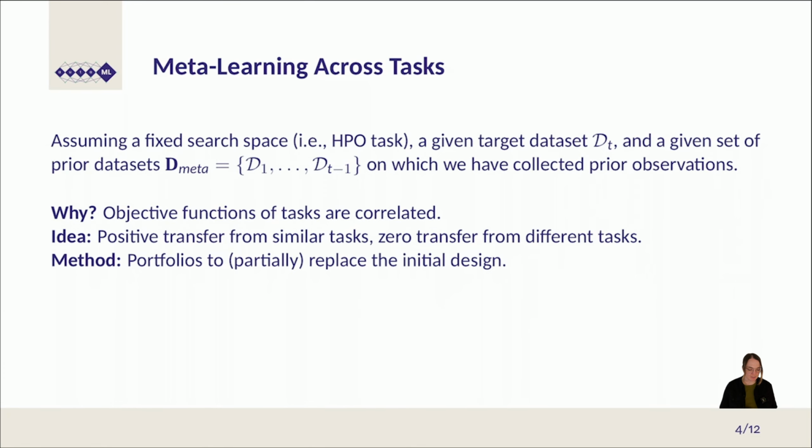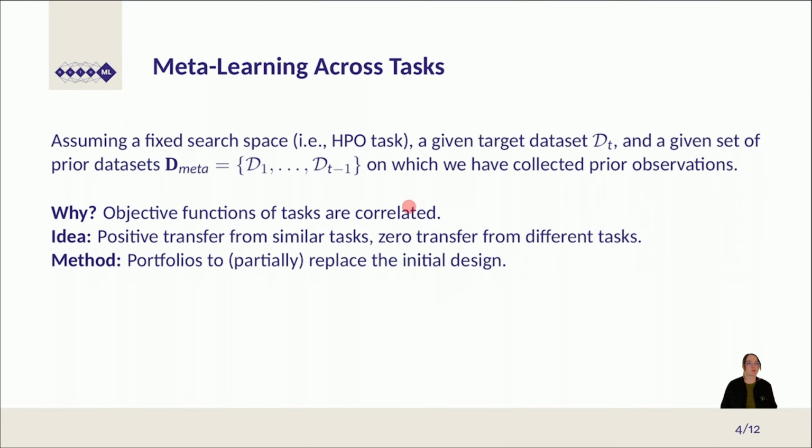So more formally, again, we assume that our search space stays fixed. So we have a single machine learning pipeline with a fixed search space, a given target task or target data set, D_T, and new here, we do have a set of metadata sets, D_meta, of size T-1, on which we have collected prior observations because, for example, we have run hyperparameter optimization on them before.